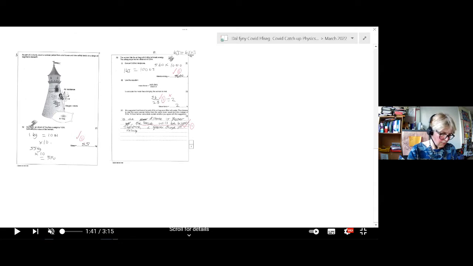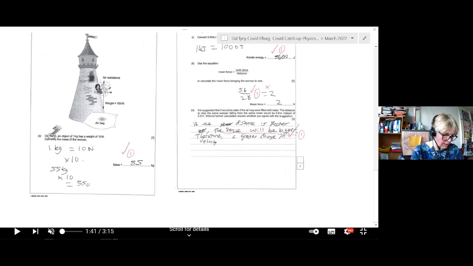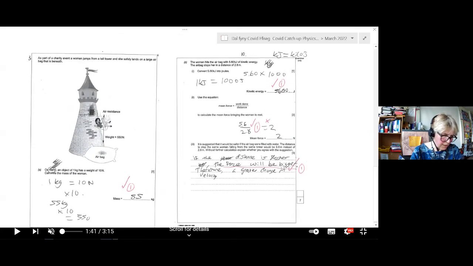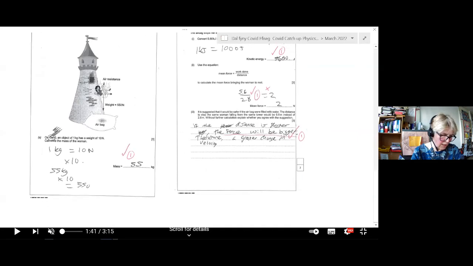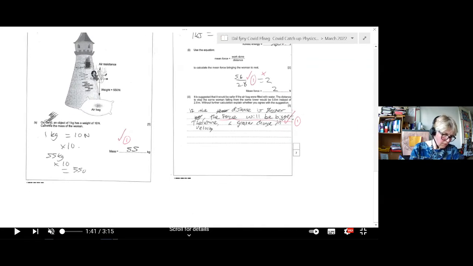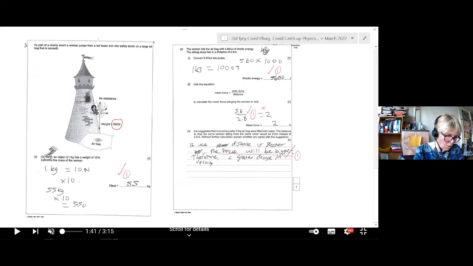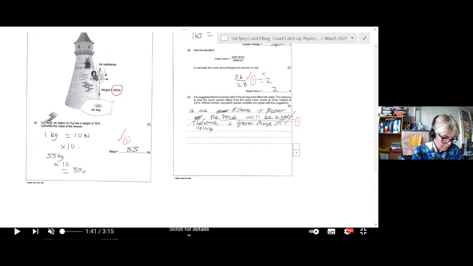Here is another foundation question. It's a nice little one. Somebody falls out of the tower, and she lands safely on a large airbag underneath. And you've been asked to determine the mass. You've got the weight here, so the information's been given to you on a diagram. So look around. Don't just look in that part of the question. Look in the whole part of the question and the diagram.